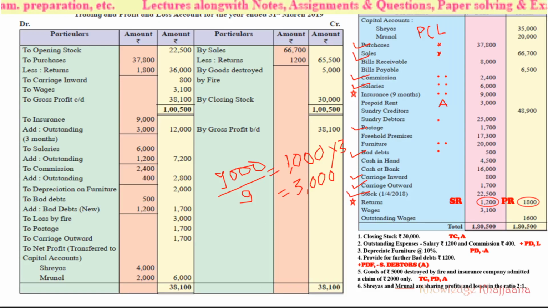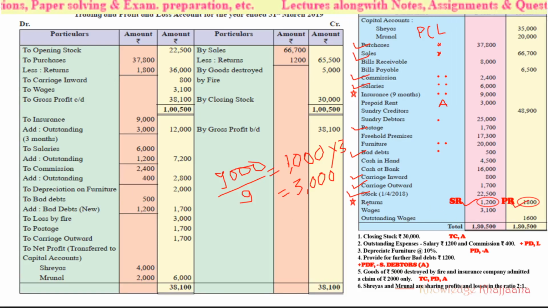Then returns. The returns given in the debit side is sales return. So we have to deduct that amount from the sales. So rupees 1200 we have to deduct from the sales. And the returns amount given in the credit side of the trial balance is purchase return. So purchase returns are rupees 1800. That amount we have deducted from purchases. This recording we have completed.